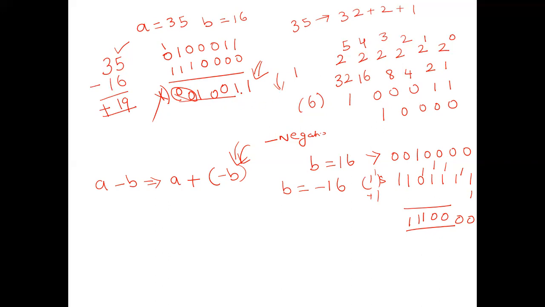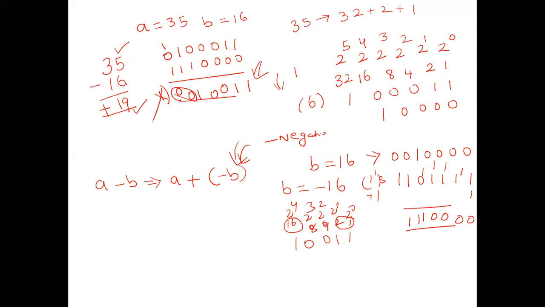Okay, so 1 0 0 1 1. This means 2 power 0, 2 power 1, 2 power 2, 2 power 3, 2 power 4. So 16, 0, 0, sorry, 8 4 2 1. So in the 3 position, 2 plus 1 is 3, and 3 plus 16 is 19. So the positive number is addition. So you know A is 35, B is 16.